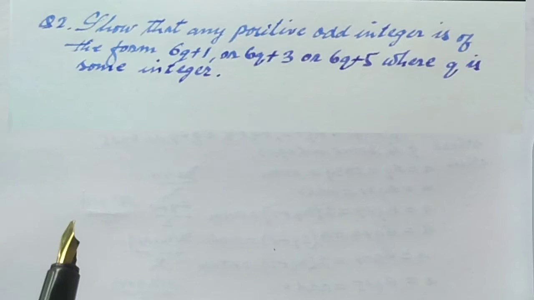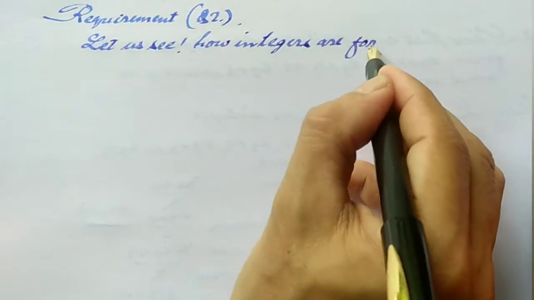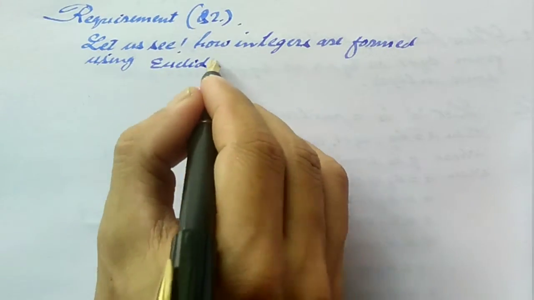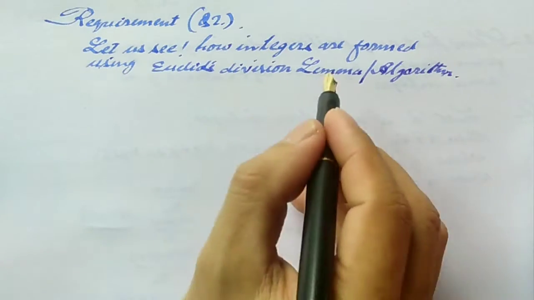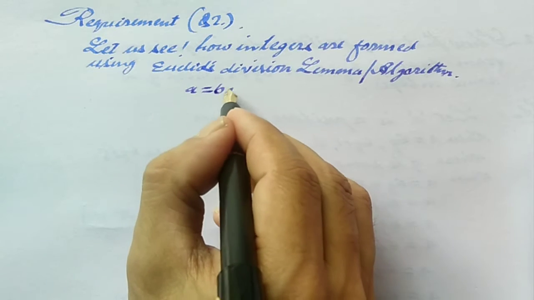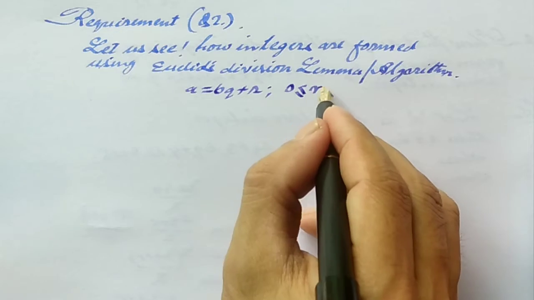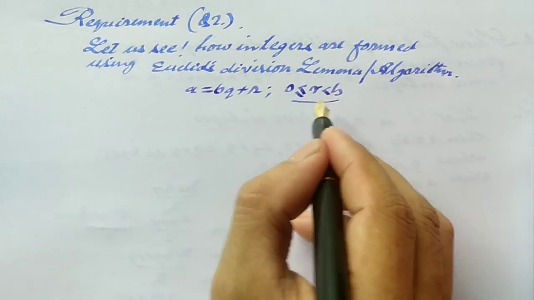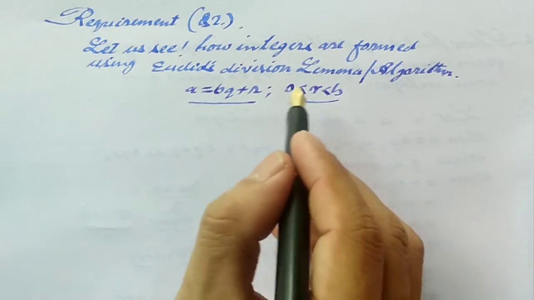Before solving question number 2, let us try to understand some requirements of this question. Let us see how integers are formed using Euclid's division lemma or Euclid's division algorithm. We have already learned the Euclid division lemma relation: a is equal to bq plus r, such that 0 is less than or equal to r and less than b. These relations are very important in forming the integers.